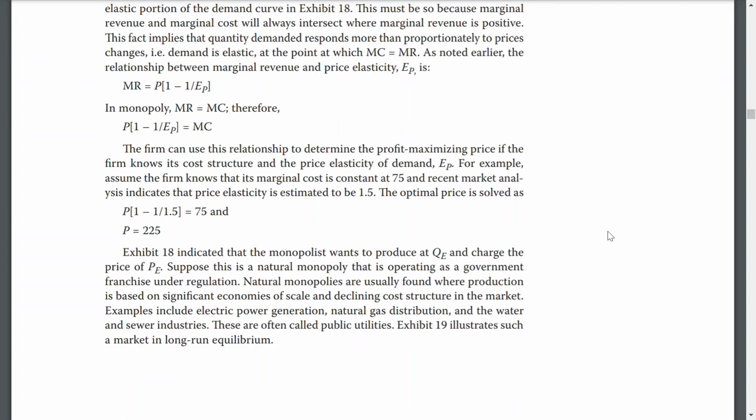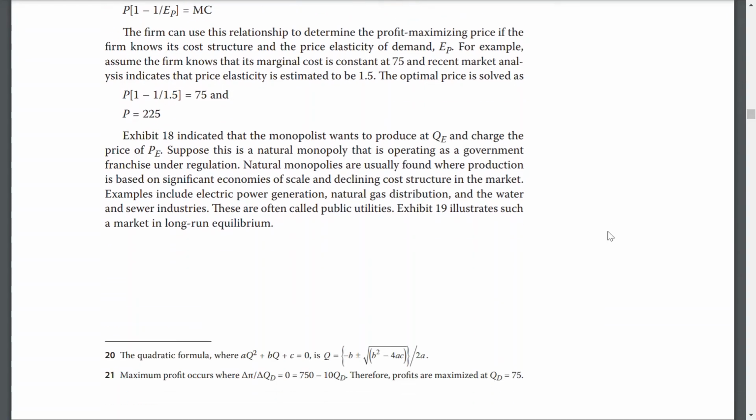Suppose this is a natural monopoly that is operating as a government franchise under regulation. Natural monopolies are usually found where production is based on significant economies of scale and declining cost structures in the market. Examples include electric power generation, natural gas distribution, and water and sewer industries. These are often called public utilities. Exhibit 19 illustrates such a market and long-run equilibrium.